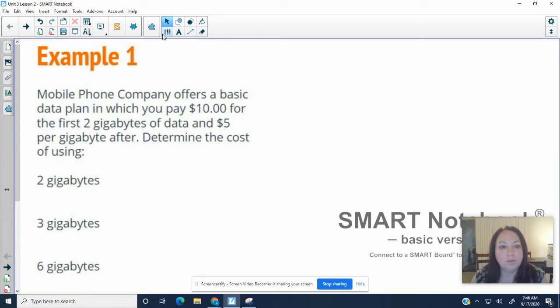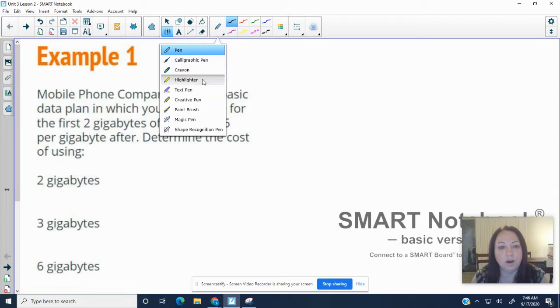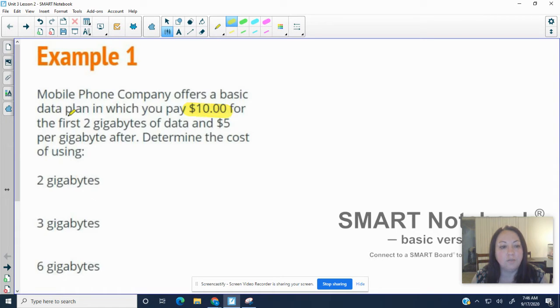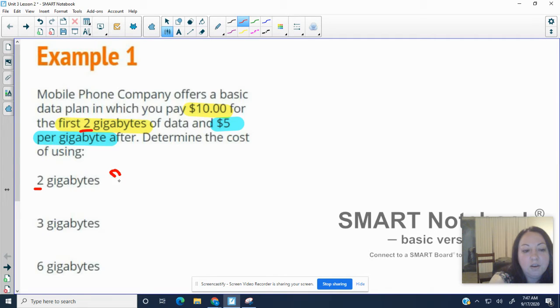You guys, there's a couple ways we could do this. I'm just going to highlight a couple of things that we are going to need. It is $10 for the first 2, and then $5 for each gigabyte after that. So when we want to determine the cost, we are going to take a look at how many gigabytes we used. In this first part of the question, we only used 2 gigabytes, and 2 gigabytes is our limit. The first 2 gigabytes are going to be a flat $10, and it tells us that right in the problem. That's a 10.